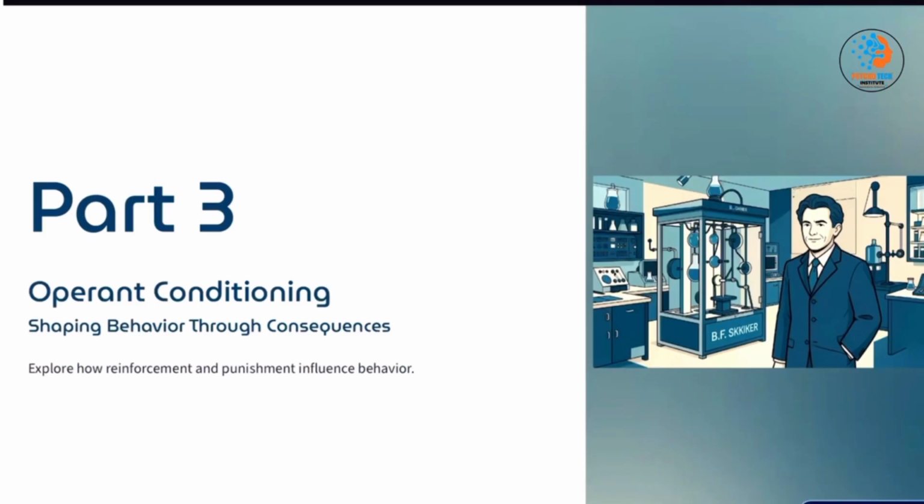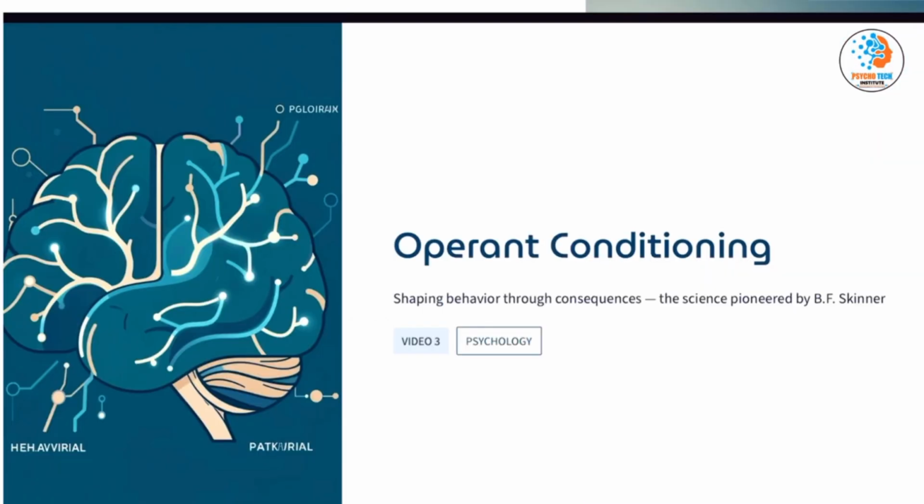Hello everyone. In this video, we will understand operant conditioning, a very important concept in psychology that explains how behavior is shaped through consequences. Operant conditioning is a type of learning where behavior is influenced by its consequences. This concept was developed by B.F. Skinner, who showed that our actions are not random but are shaped by rewards and punishments.